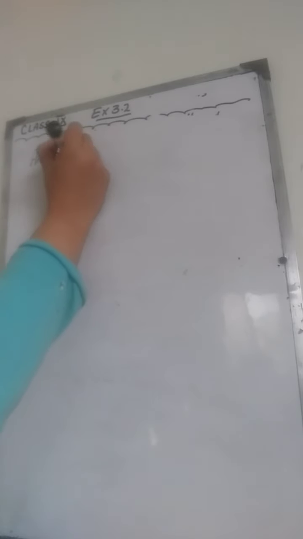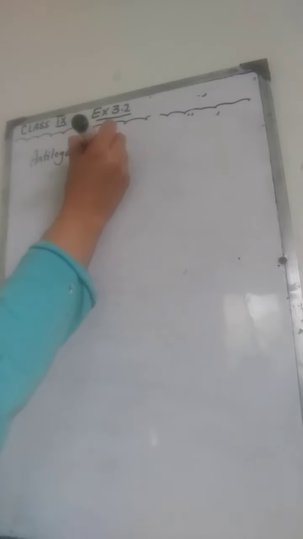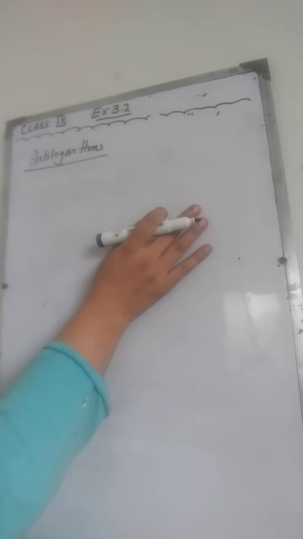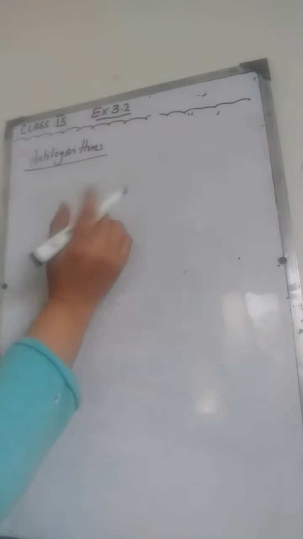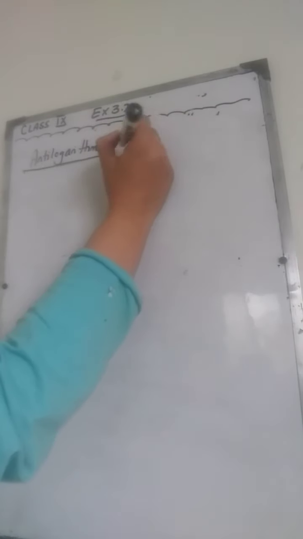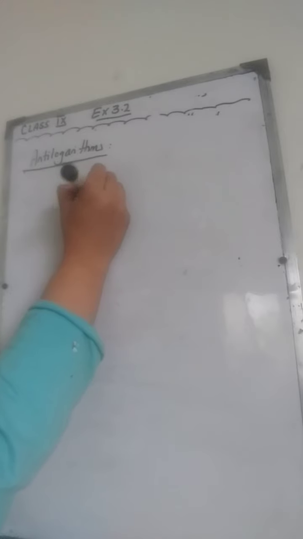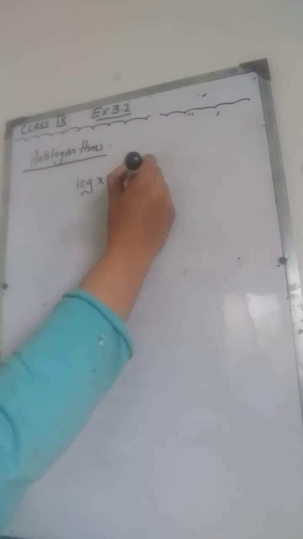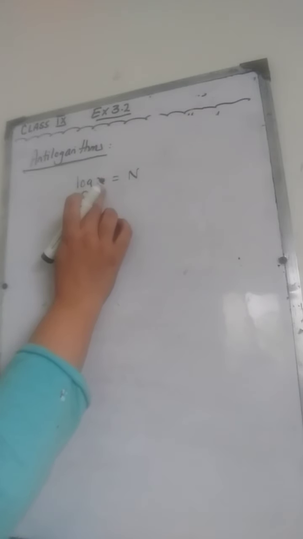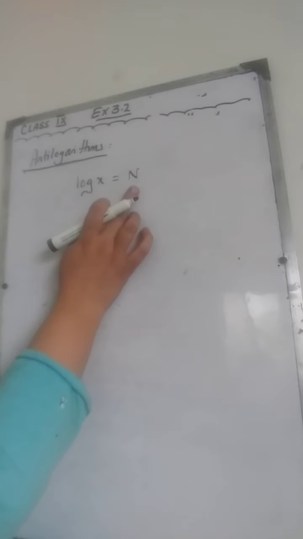Now next is we find out how to find anti-logarithms by using table. Now what are anti-logarithms? Suppose that the log of a number is given to you and you want to find the number back. Suppose log x is equal to some number n, then antilog will be the x. Finding the value of x whose log is given to you.